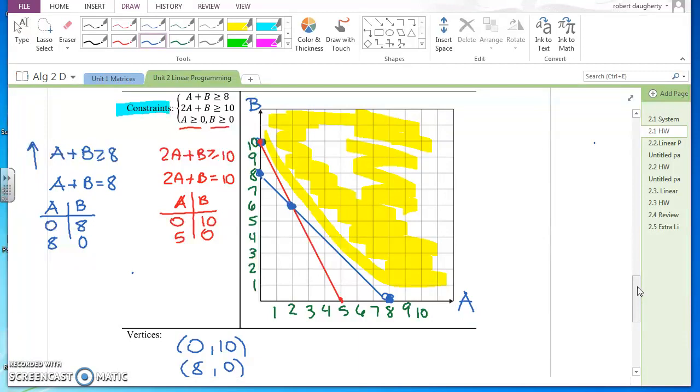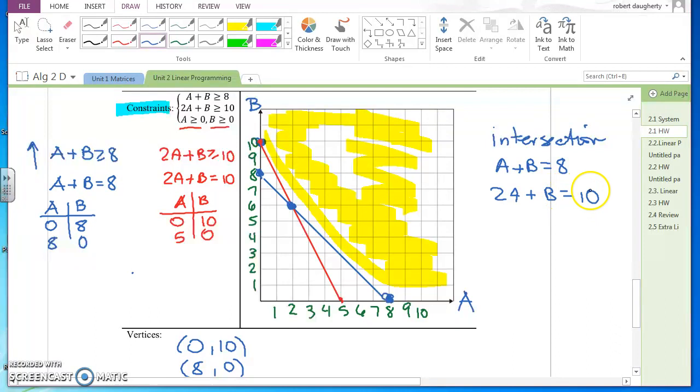But I've got to figure out maybe that's not the case. How would I figure it out if my graph didn't show it, or maybe there were fractions for the numbers? So I need to find the intersection of the 2 lines. So a plus b equals 8, and 2a plus b equals 10.